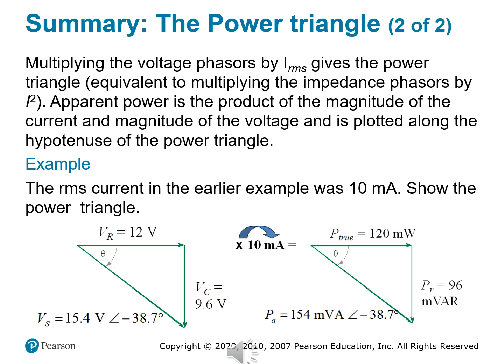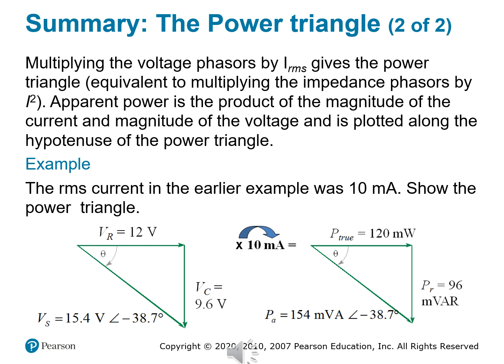And then we have the apparent power, which is the hypotenuse of the triangle, or P sub A. And that's the voltage source times I. So it's 15.4 times 10 milliamps. And that gives us 154 millivolt amps. And the result, well, you got this beautiful power triangle with apparent power of 154 millivolt amps at negative 38.70 degrees.